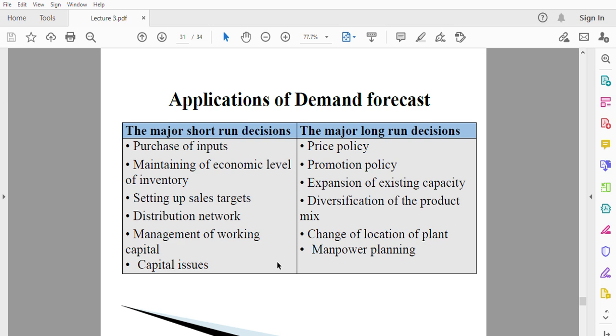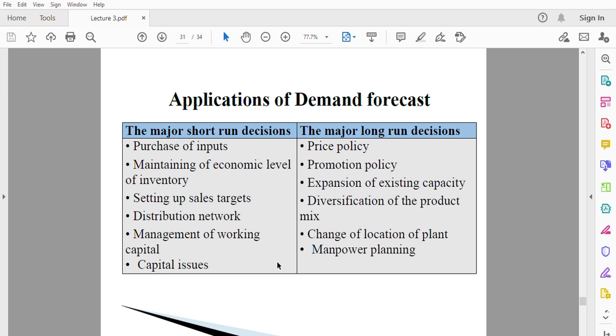Alright, the second is it helps you maintain the economic level of inventory. Inventory is the goods you have not yet sold. You have produced them though, but you have not yet sold them. So it helps you know how many goods to keep. If the demand is going to fall, then that means you have to sell all now so that you benefit now. So it helps you know the level of inventory to keep. All these are short-run decisions.